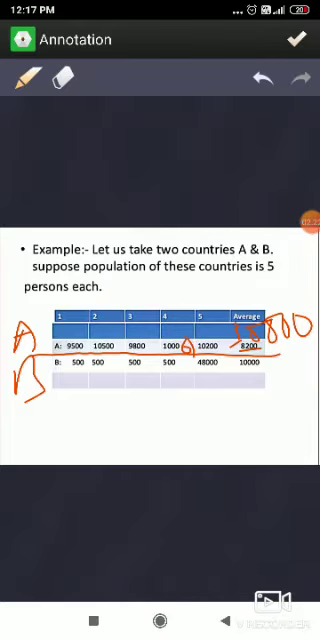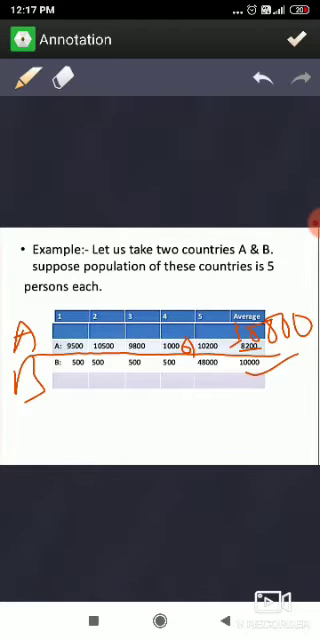So similarly you go through country B. The first person is earning 500, and the second one is 500, third one is also 500, fourth one is also 500, and the fifth person is earning a very huge amount, that is 48,000, and the average income is 10,000. So now we have got the result.